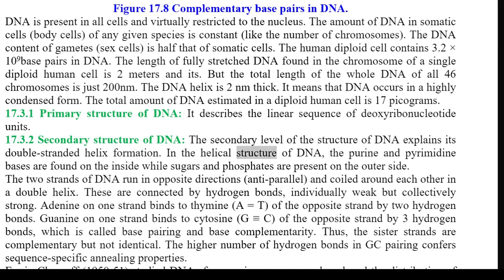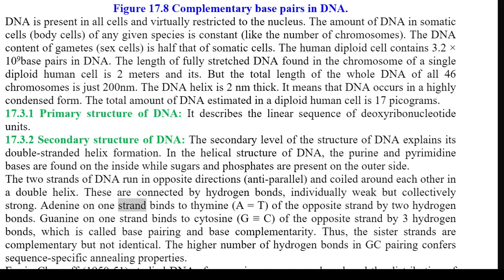In the helical structure of DNA, the purine and pyrimidine bases are found on the inside while sugars and phosphates are present on the outer side. The 2 strands of DNA run in opposite directions, anti-parallel, and are coiled around each other in a double helix. These are connected by hydrogen bonds, individually weak but collectively strong.